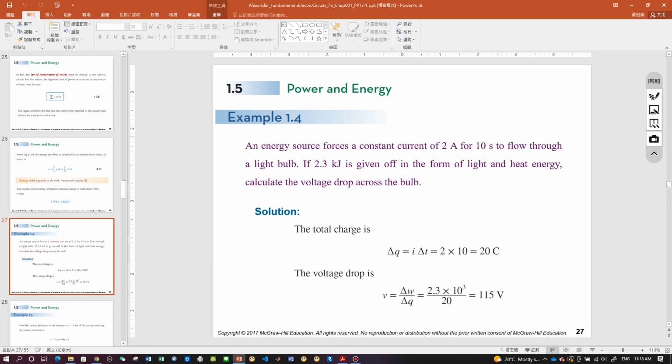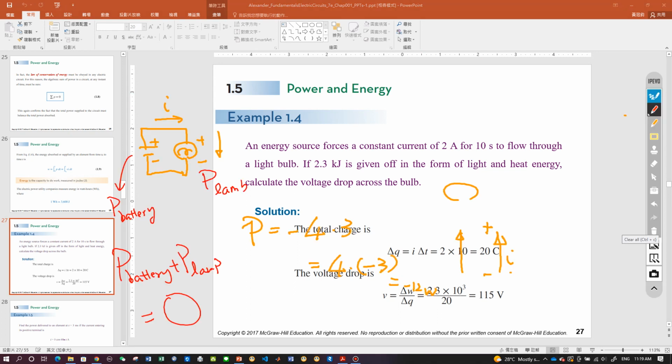Because the total charge is here, you can use this one or use the other way around. It's the same, but right now we just use this one. The total energy here is 20 volts. Just remember the equation from before.